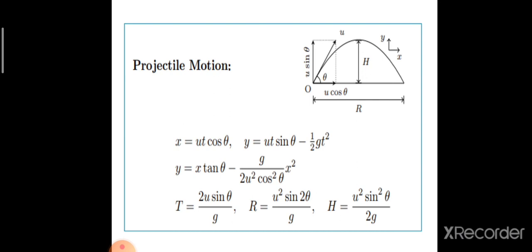So in this topic of projectile motion, what we need to remember is x displacement is equivalent to u t cos theta, y displacement is u t sin theta minus half gt square. Equation for parabolic path, y is equivalent to x tan theta minus gx square by 2u square cos square theta. Time of flight is equivalent to 2u sin theta by g. Range is equivalent to u square by g sin 2 theta. Maximum height is equivalent to u square sin square theta divided by 2g.